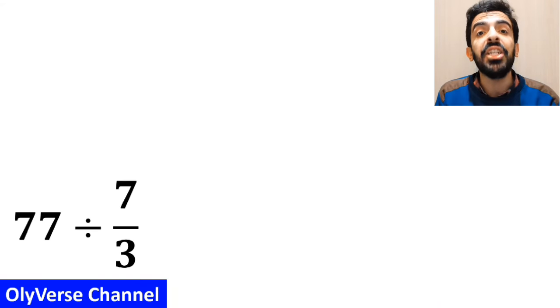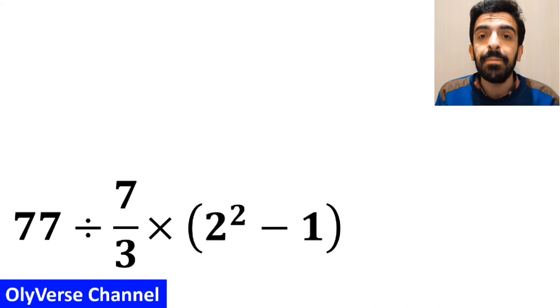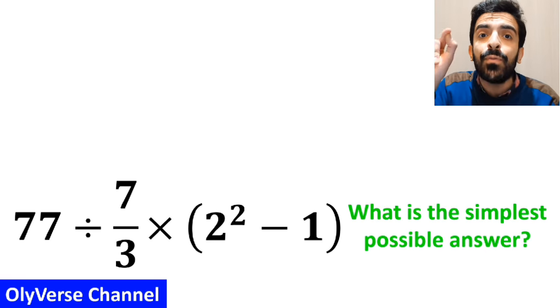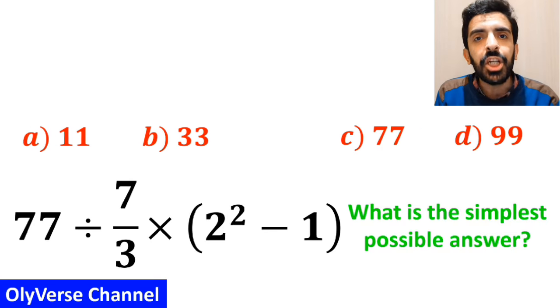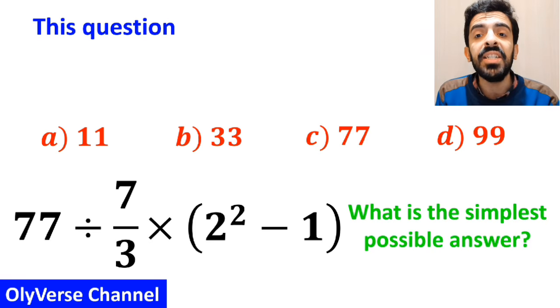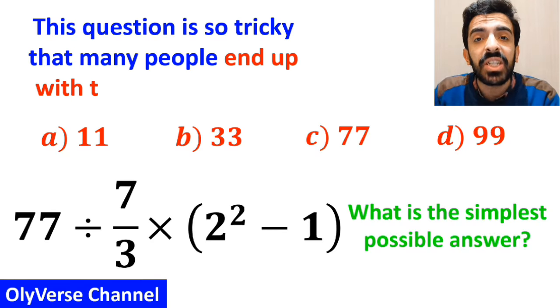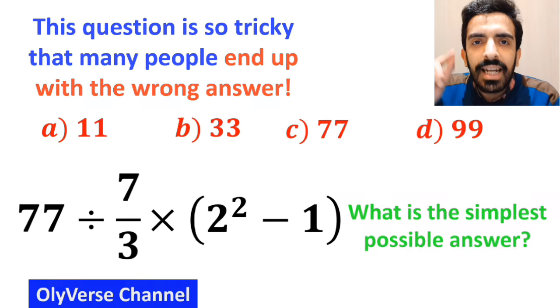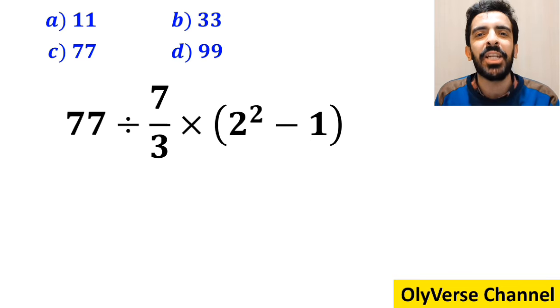If we have the expression 77 divided by 7 over 3 multiplied by open parenthesis 2 to the power of 2 minus 1 close parenthesis, then what is the simplest possible answer for this expression? Which option do you think is the correct answer to this question? This expression is so tricky that many people end up with the wrong answer. Let's dive in and break it down step by step together.